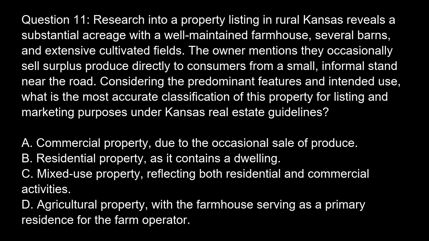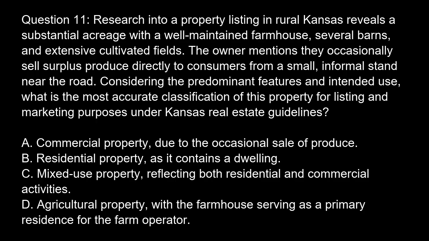Question 11. Research into a property listing in rural Kansas reveals a substantial acreage with a well-maintained farmhouse, several barns, and extensive cultivated fields. The owner mentions they occasionally sell surplus produce directly to consumers from a small, informal stand near the road. Considering the predominant features and intended use, what is the most accurate classification of this property for listing and marketing purposes under Kansas real estate guidelines?